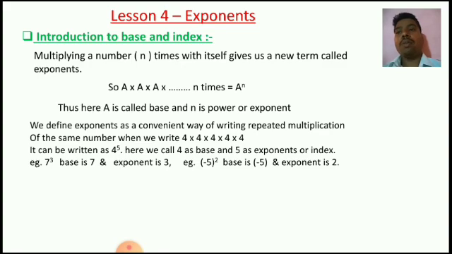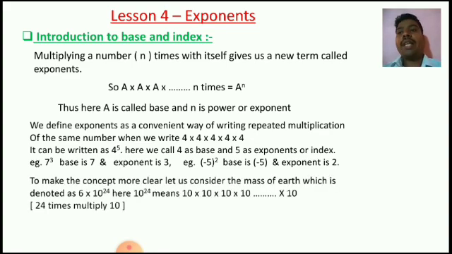So we see some another example. Here is 7 raised to 3. Here base is 7 and 3 is the exponent. Another example is minus 5 raised to 2. Here base is minus 5 and exponent is 2.